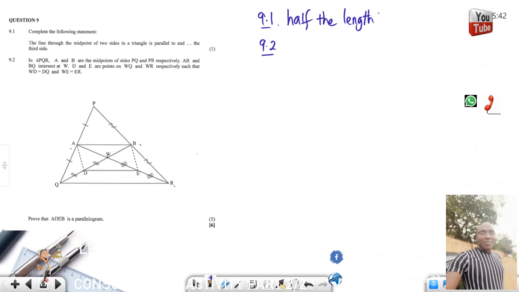D and E are points there, on WQ and WR respectively, such that WD is equal to DQ, and WE is equal to ER. You can see those lines there. Prove that ADEB is a parallelogram. They are telling us that these lines are not equal, so don't assume that they are equal. Prove that ADEB is a parallelogram.